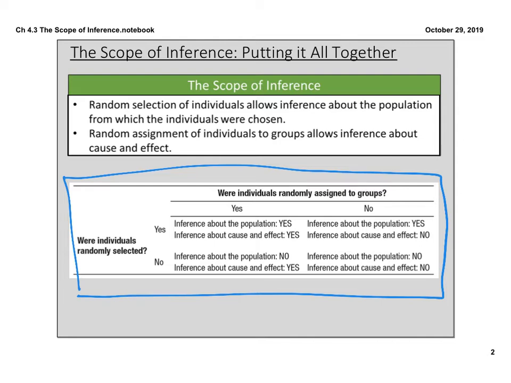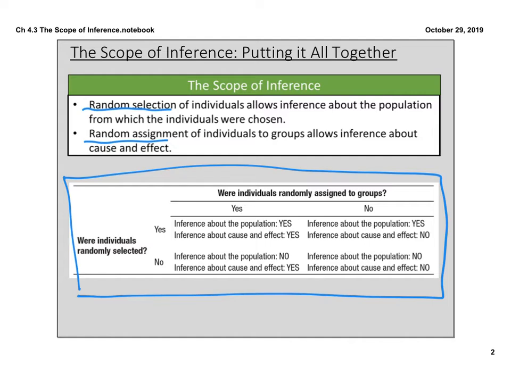Random selection of individuals allows inference about a population from which the individuals were chosen. So we know that we're pulling data from a sample. It's nearly impossible to get data from an entire population, so we have to pick a sample. We choose our sample wisely, which is what we talked about at the beginning of this chapter. Then we run an experiment. We do random assignment. Random assignment is really important. Random selection is really important. So random assignment of individuals to groups allows inference for cause and effect. So this is a table that you're going to reference quite a bit.